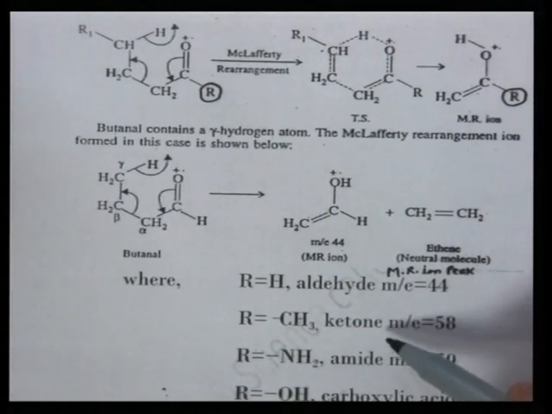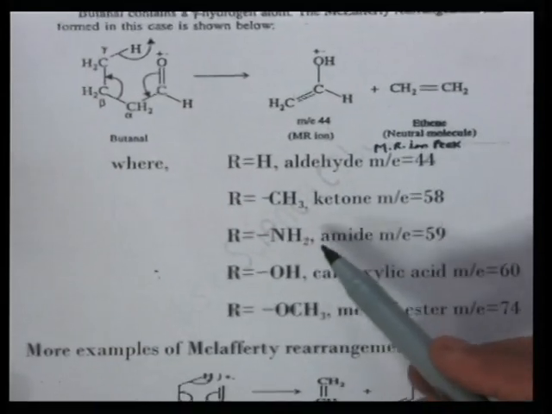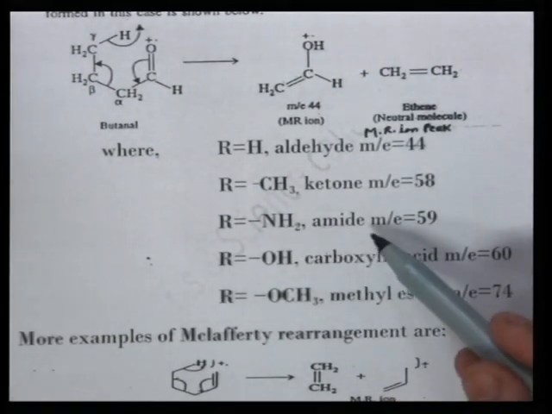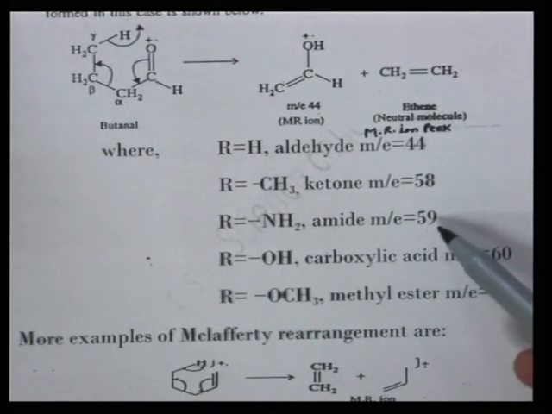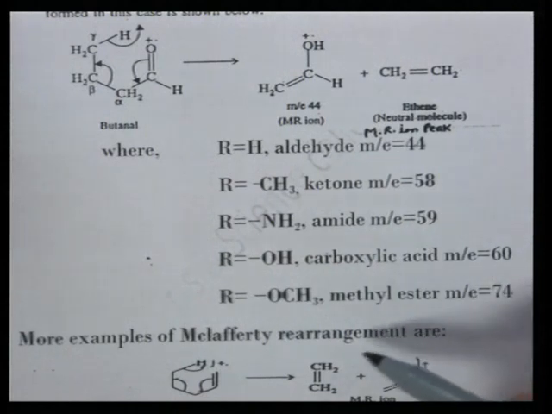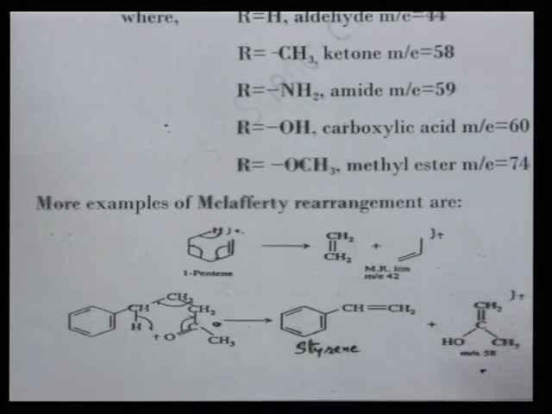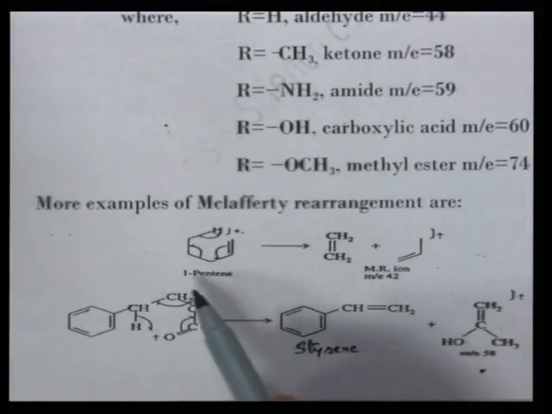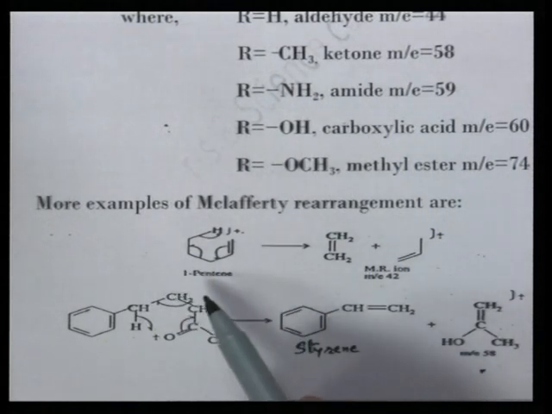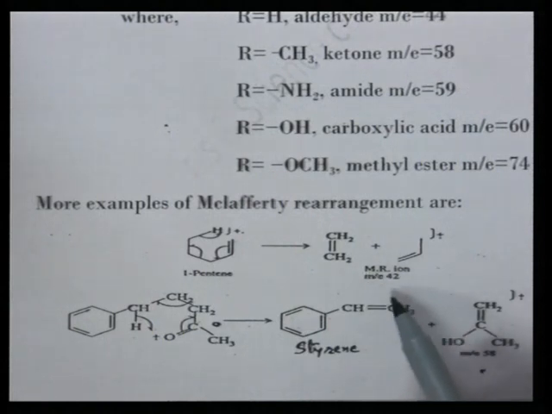If R is CH3, then it is a ketone, and the m/z value is 58. Similarly, if R is substituted by NH2, it is an amide and the m/z value is 59. If R is OH, it is a carboxylic acid, m/z 60. If R is OCH3, it is a methyl ester, m/z 74. Now, more examples of McLafferty rearrangement: 1-pentene undergoes rearrangement and a neutral ethylene molecule is lost, and the McLafferty rearranged ion is obtained at m/z 42.